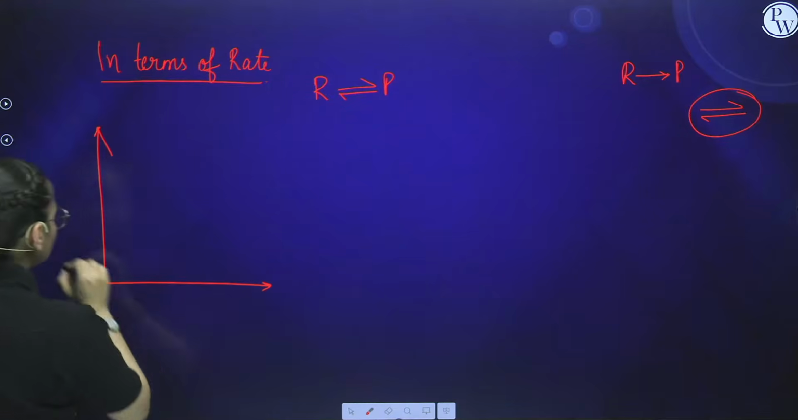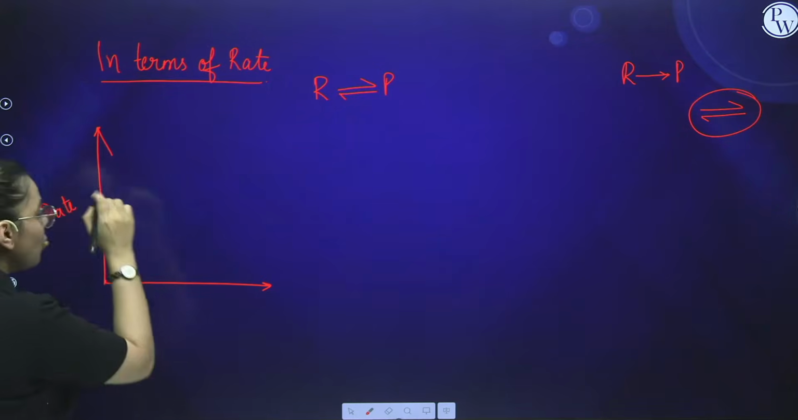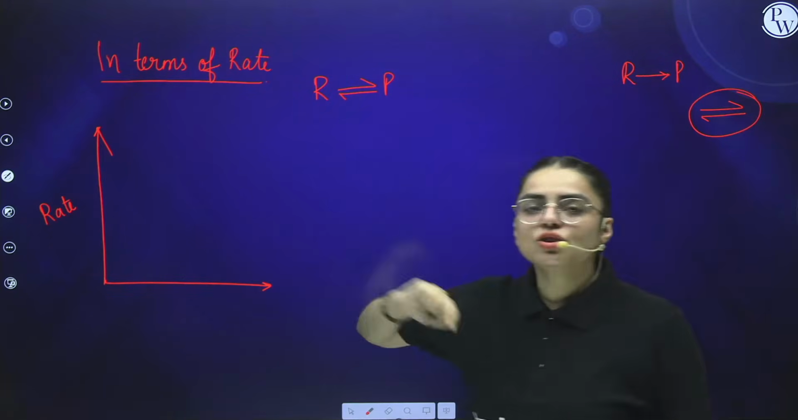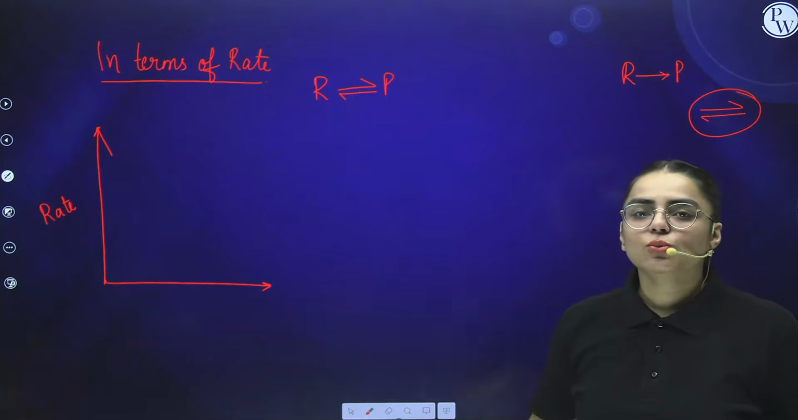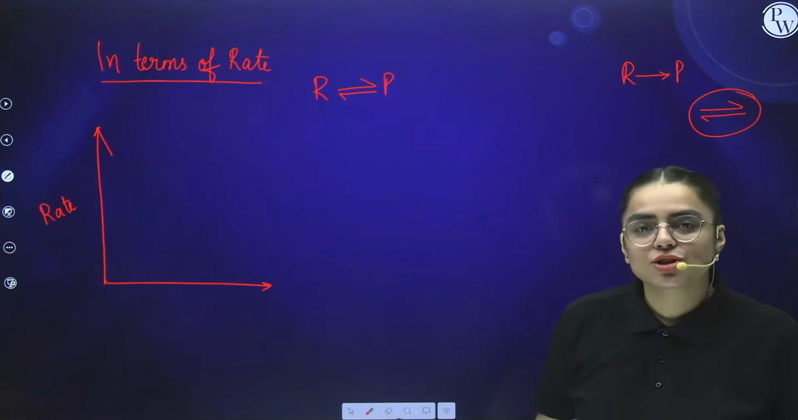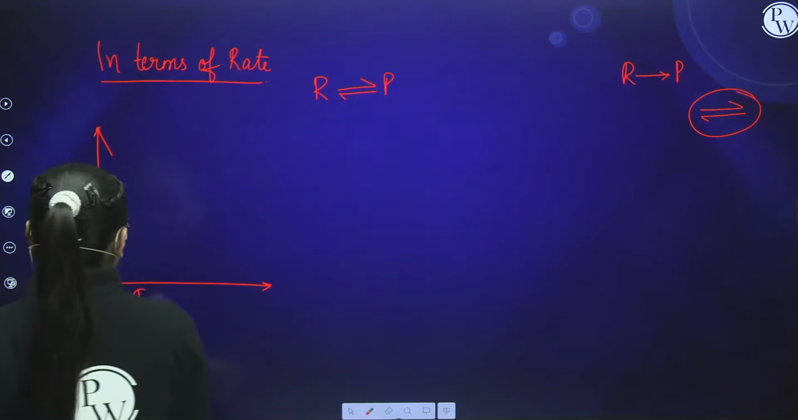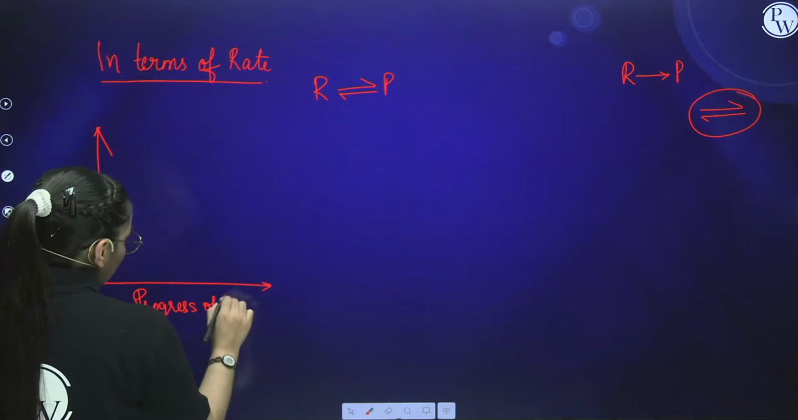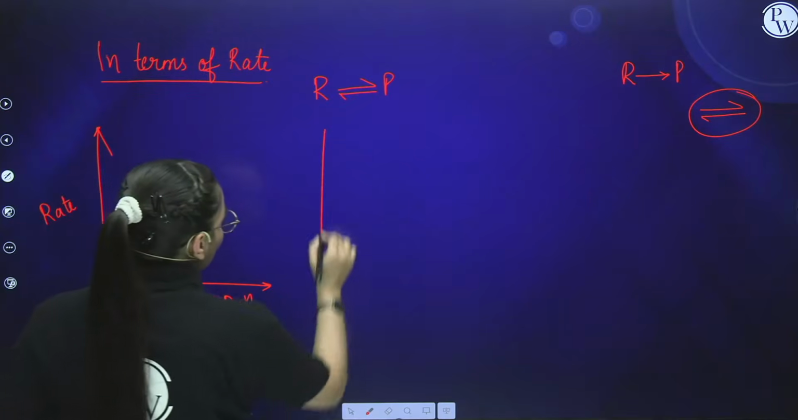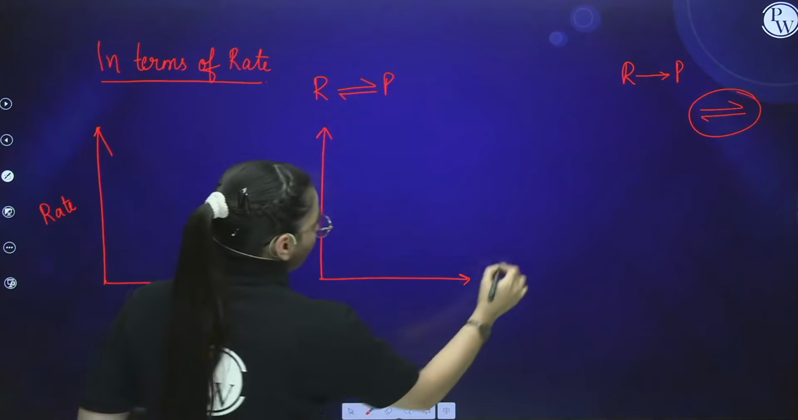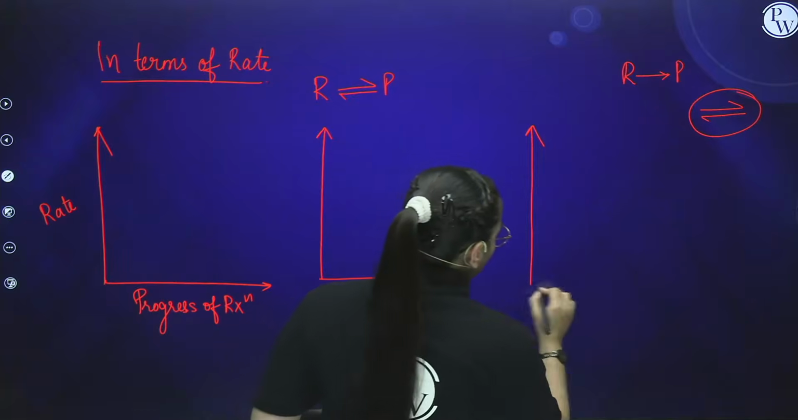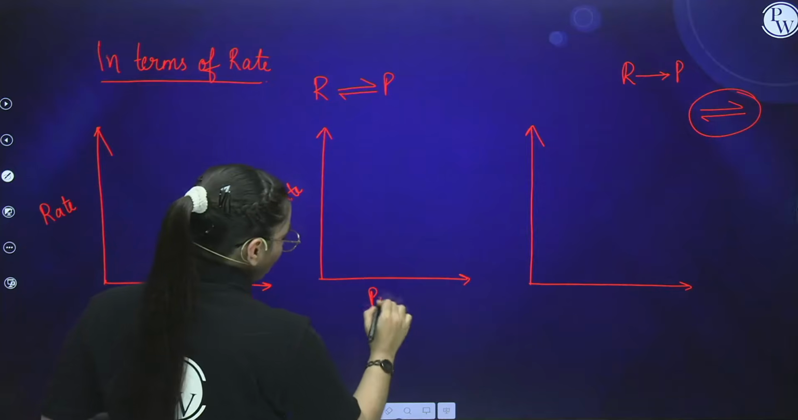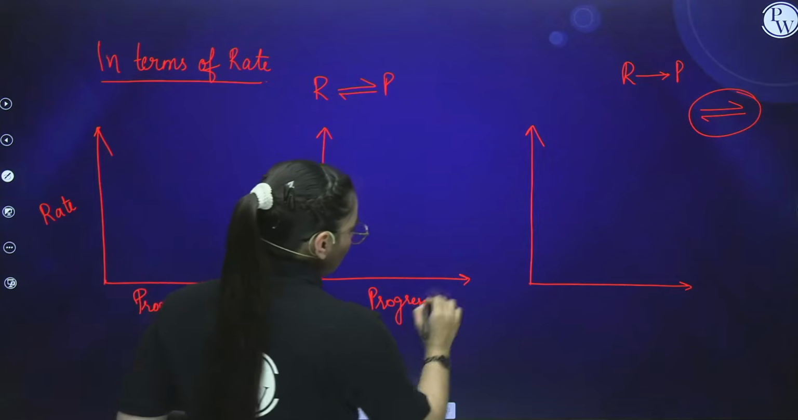This is your very first graph. Here now I am taking rate on the y-axis. When I was talking about the concentration, I was considering concentration on the y-axis. Now when I am taking rate on the y-axis, I have progress of the reaction on the x-axis, right? So here I am taking progress of the reaction on the x-axis. Okay. Kindly draw these graphs with me.